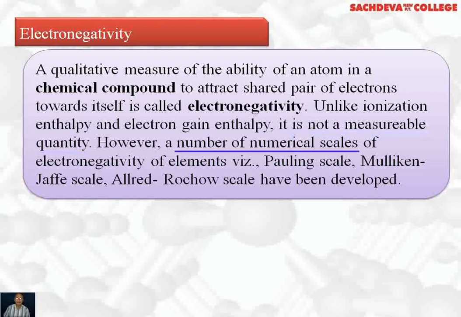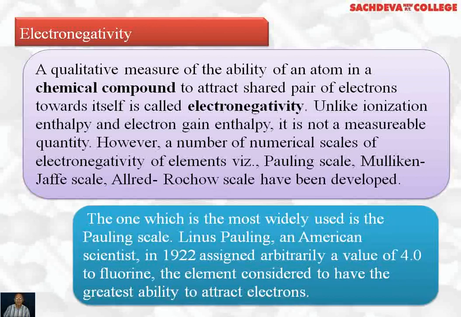However, a number of numerical scales of electronegativity of elements, such as the Pauling scale, Mulliken-Jaffe scale, and Allred-Rochow scale, have been developed. The one which is most widely used is the Pauling scale.